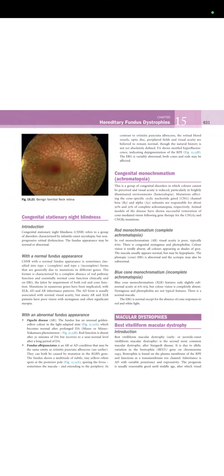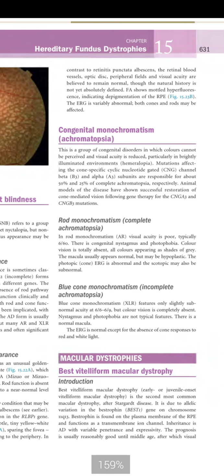Kanski lecture series, and this is going to be the hereditary fundus dystrophies part 5. And in this part, we are going to discuss the macular dystrophies, basically Best disease. So, Best vitelliform macular dystrophy.